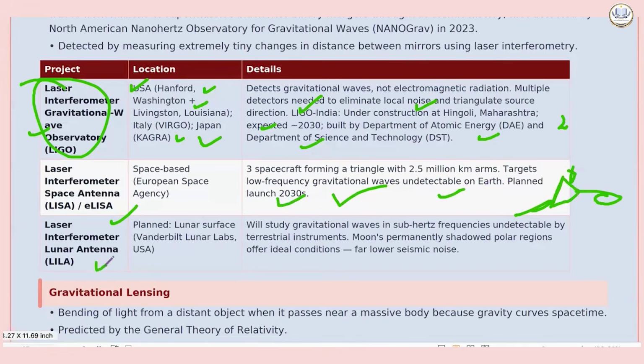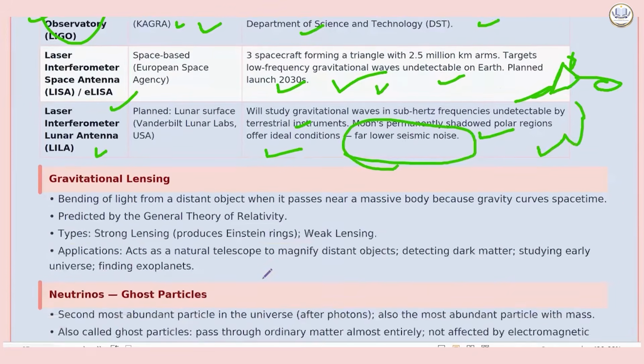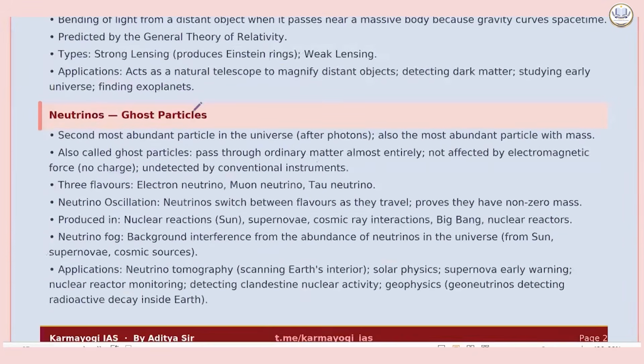And we have the Laser Interferometer Lunar Antenna, LILA. The planned lunar surface detector will study gravitational waves in the sub-Hertz frequency, undetectable by terrestrial instruments. The Moon's permanently shadowed polar regions offer ideal conditions, with far lower seismic noise, so we can detect them in a better manner. Okay, so we had read about gravitational lensing also earlier.